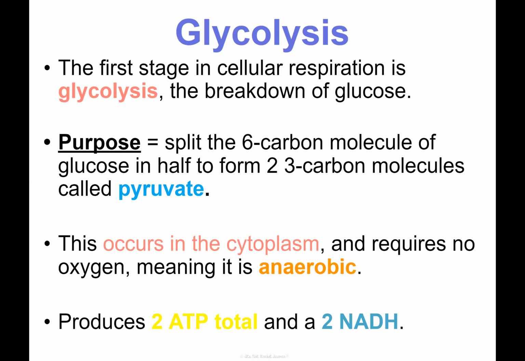And I'm sorry about that yellow font, but at the end of this part of glycolysis, you are going to produce 2 ATP. Remember, ATP is your cellular energy, and you're going to create 2 NADH. Okay. We are going to talk more about that later on. So just remember 2 ATP in glycolysis, and you also make 2 NADHs as well.